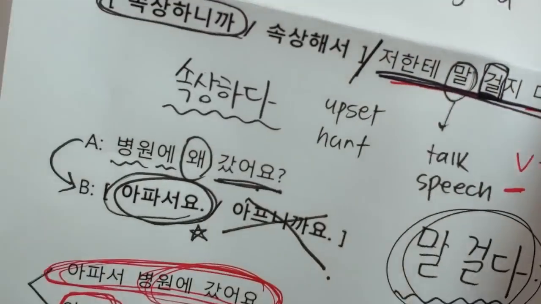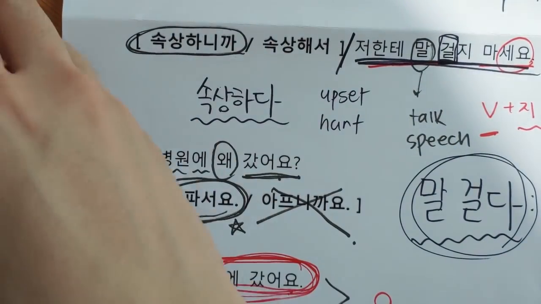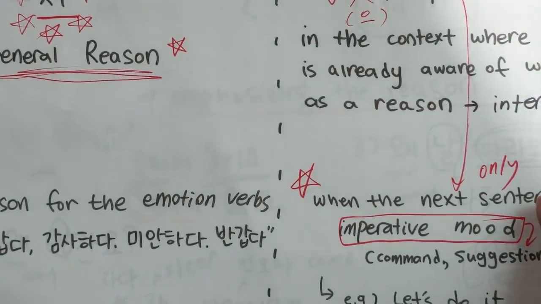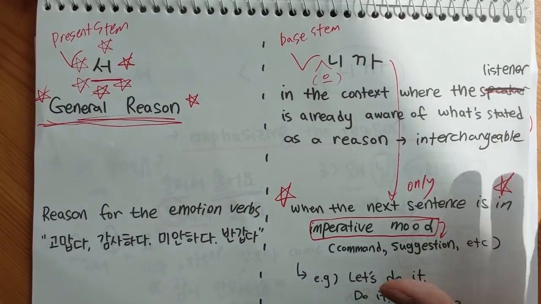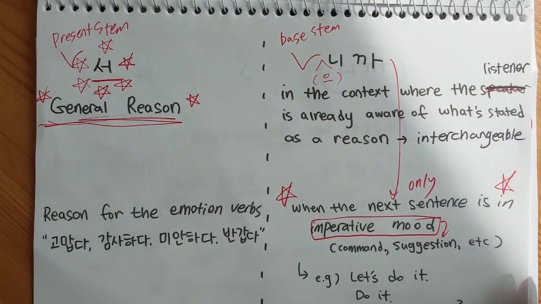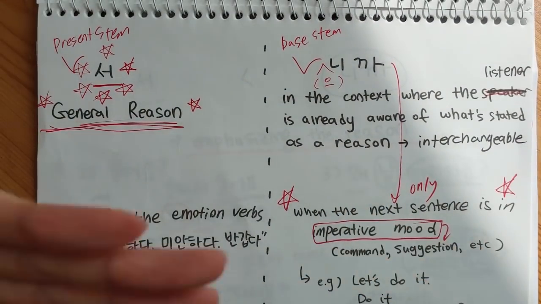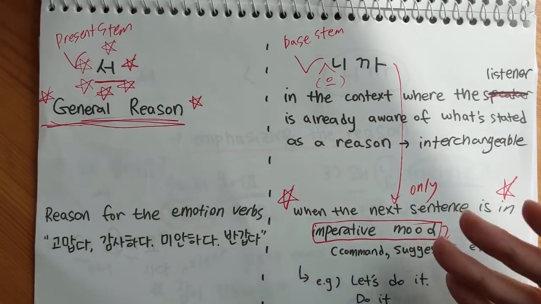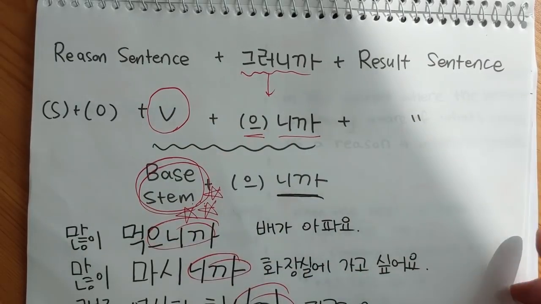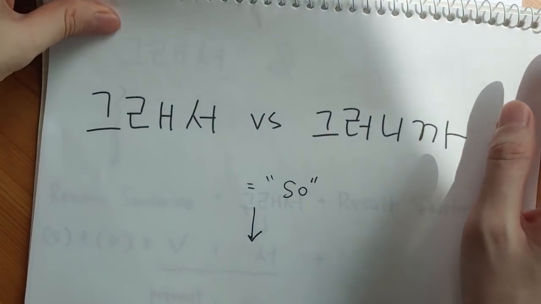Okay, so we just finished learning the difference between 서 and 니까. It can be pretty confusing at first, but keep practicing. 계속 연습하세요. 자꾸 연습하세요. Then you will slowly get the hang of it. Okay, so that's it for today's lesson.